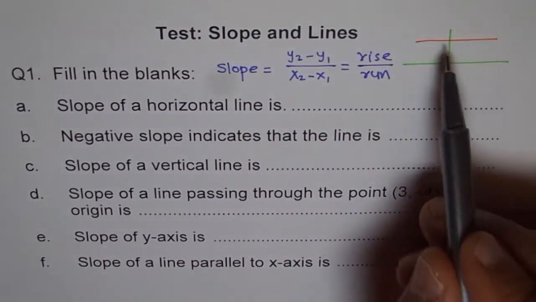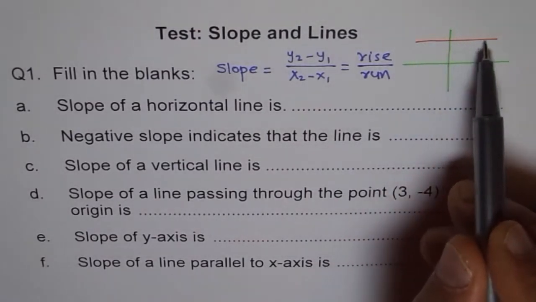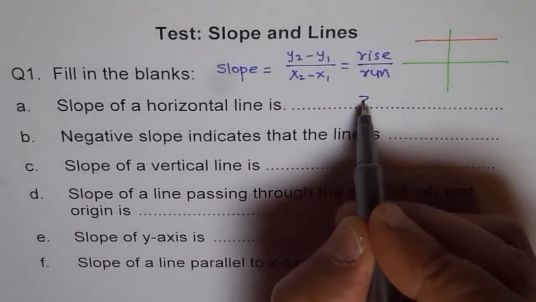Now here you can see the rise is 0, right? Just horizontal. Y values are same. Do you see that? For x2 values. Therefore, horizontal line has 0 slope.